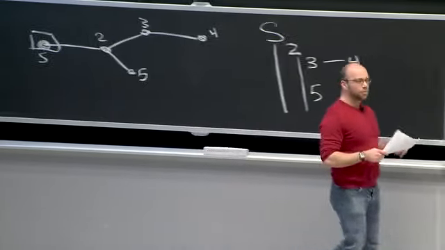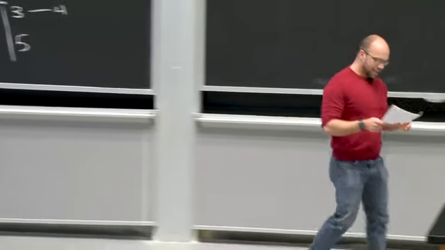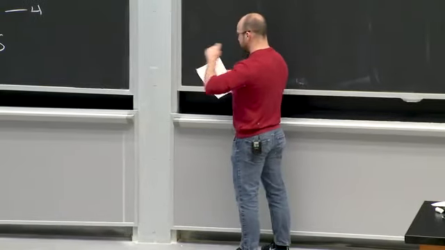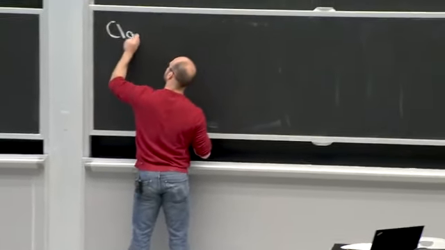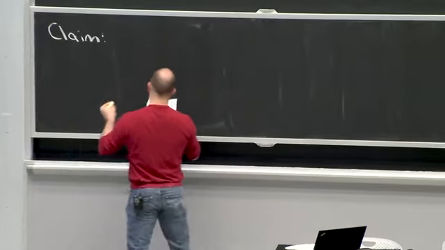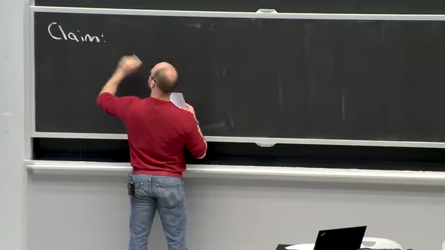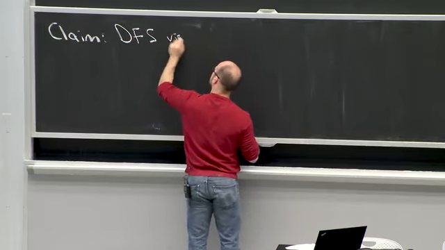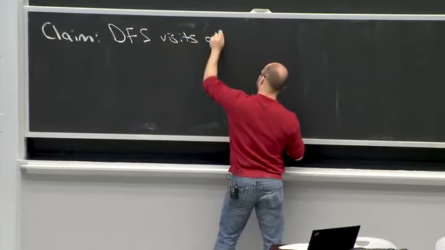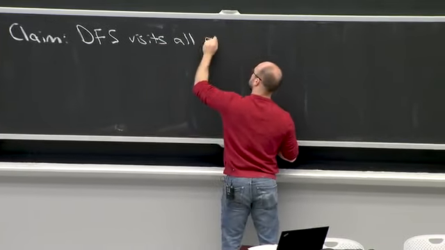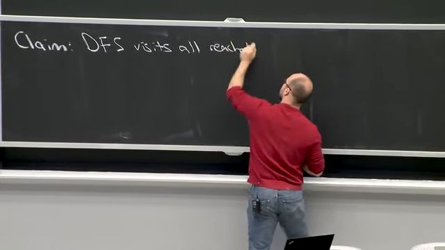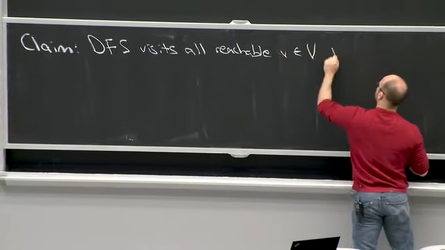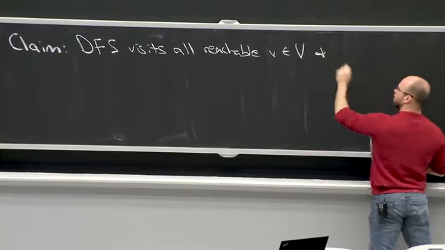Okay, so of course we need to prove that this algorithm does something useful. So let's do that now. In particular, we need a correctness proof. So our claim is going to be that the depth first search algorithm visits all reachable V, and that it correctly sets the parent in the process.